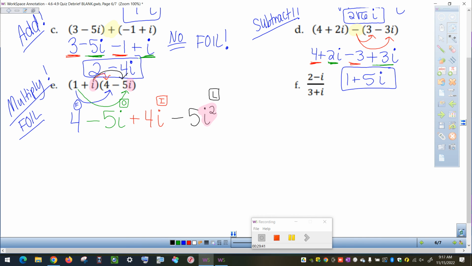So the reason that's important is because i squared is negative 1. So that would be another piece that would be super helpful to memorize. i is the square root of negative 1. So i squared is negative 1. So then when that gets multiplied by this negative 5, that's going to turn into positive 5.